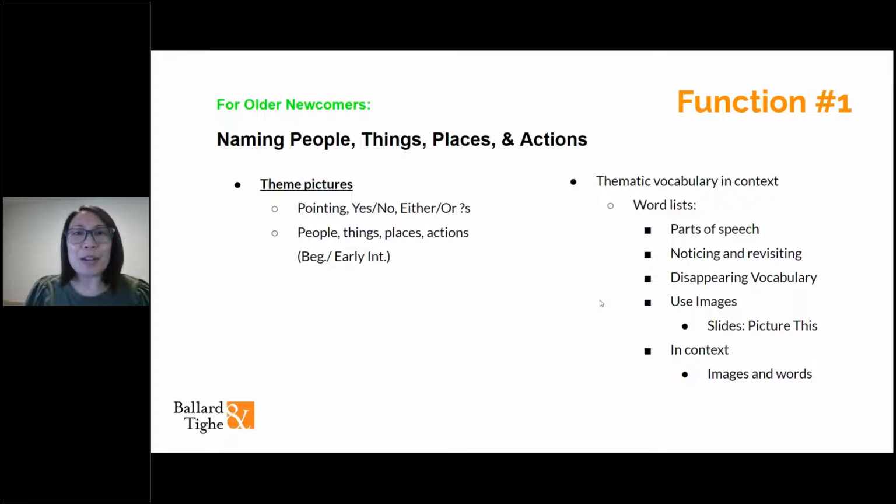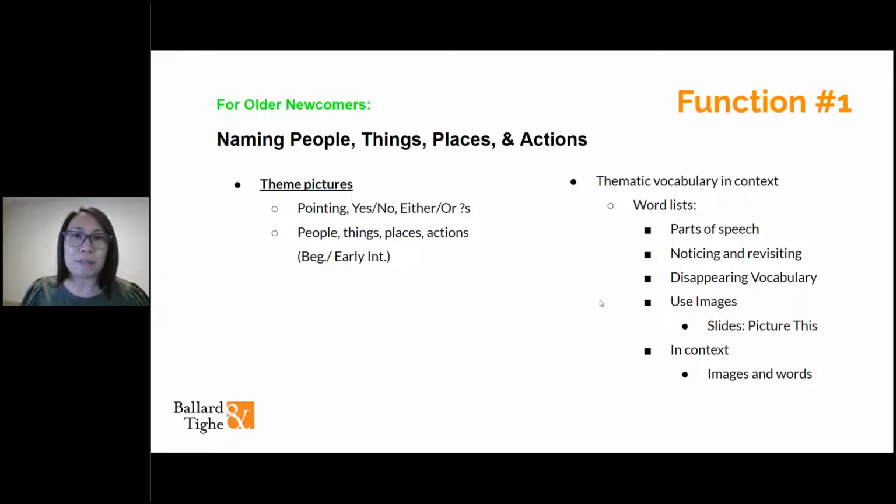All right. So when we are talking about naming things, people, places, actions with secondary newcomers, actually, I want to include 4th, 5th in the older section. So with that, just like Pamela said, we do a lot of pointing, yes or no, either or questioning for newcomers.